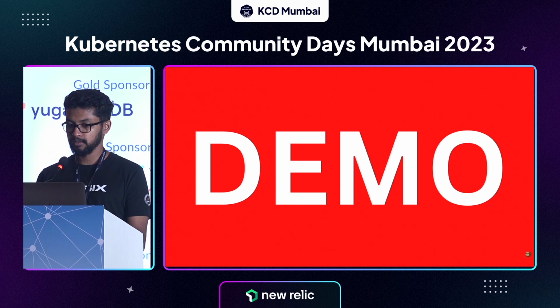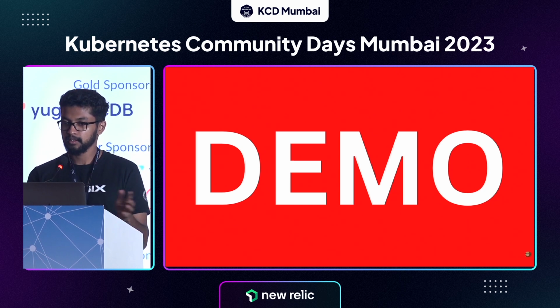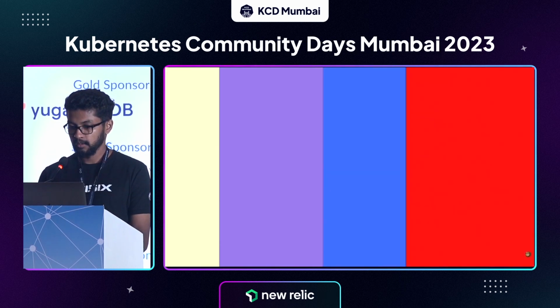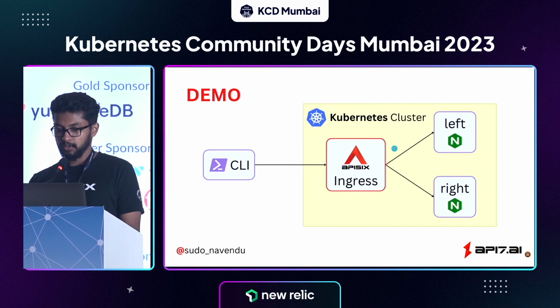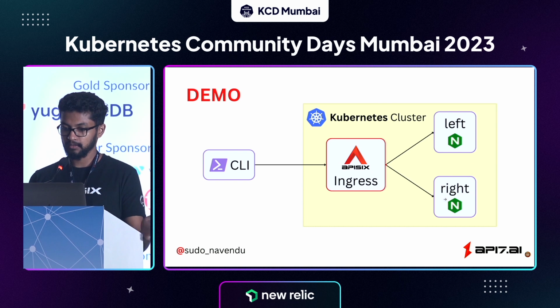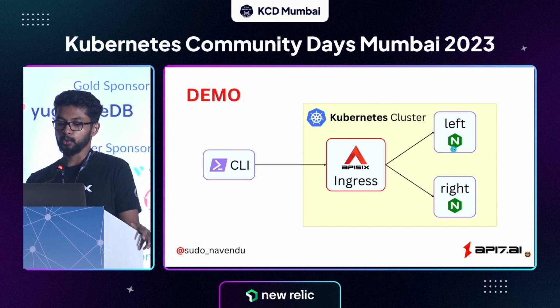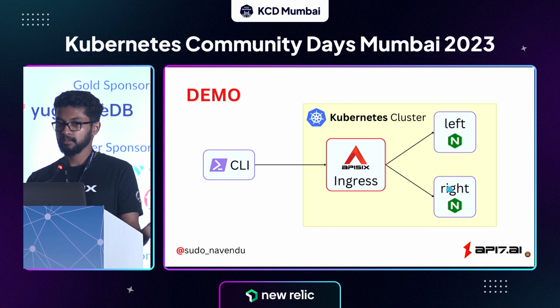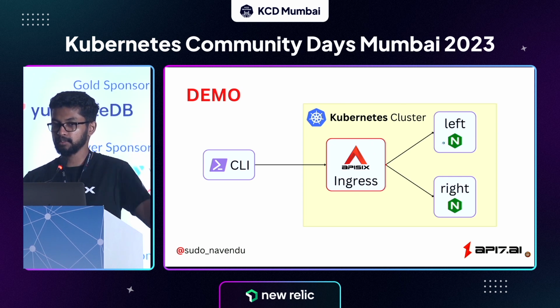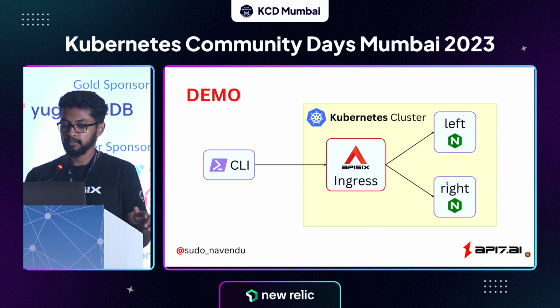So let's look at some code and see how this all works. Our sample application is quite simple. We have a Kubernetes cluster, and we have two Nginx servers running. These are just bare servers. We have two versions of it. One is called left, and the other is called right. So the left server basically just says left when you send a request to it, and the right server says right.